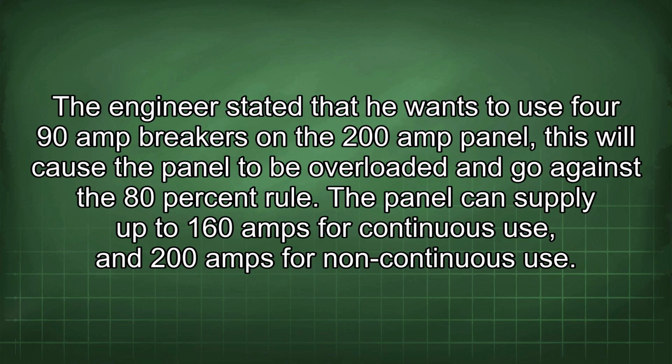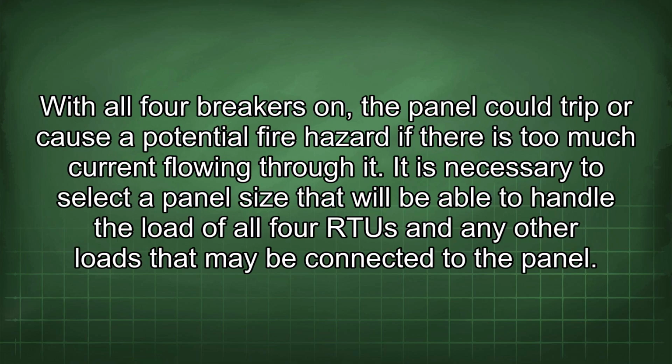The engineer stated that he wants to use 4 90 amp breakers on the 200 amp panel. This will cause the panel to be overloaded and go against the 80% rule. The panel can supply up to 160 amps for continuous use and 200 amps for non-continuous use. With all 4 breakers on, the panel could trip or cause a potential fire hazard if there is too much current flowing through it. It is necessary to select a panel size that will be able to handle the load of all 4 RTU and any other loads that may be connected to the panel.